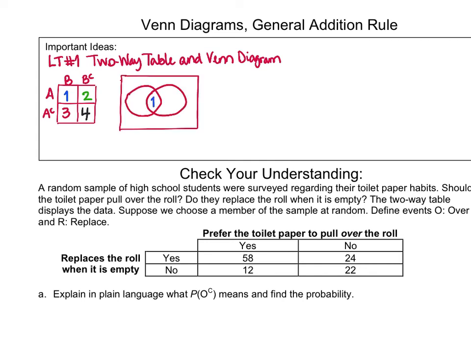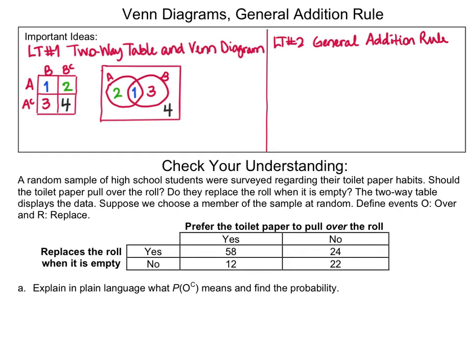Both goes in that football area. Neither goes on the outside. A and not B goes in this area, and B and not A goes in this area. Once we've got these both set up correctly, it's very easy to calculate those probabilities. Let's talk about the general addition rule now.